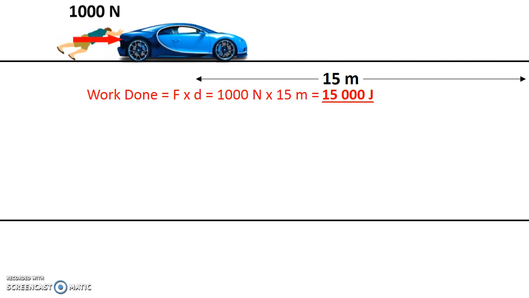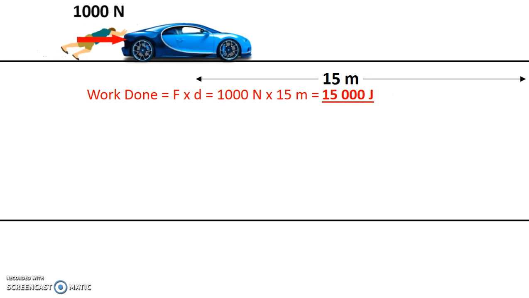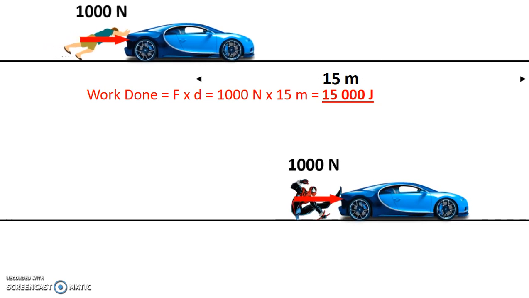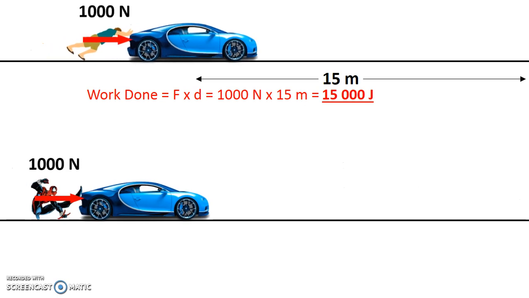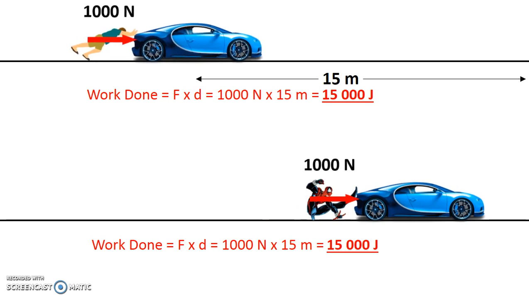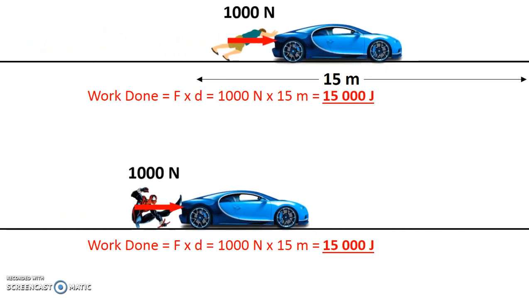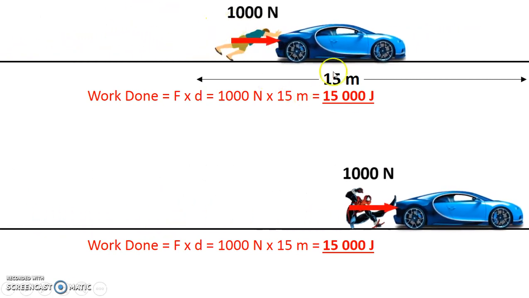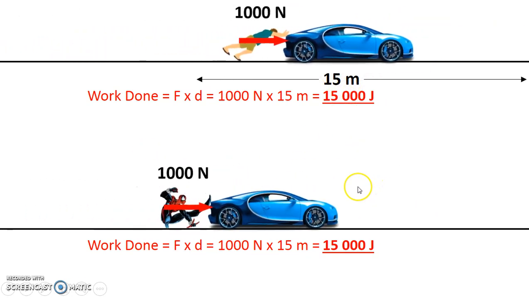What about right now? You seem tired, and somebody else, your friendly neighborhood Spidey, is coming into the picture, and what does he do? He pushes it with the same amount of force, 1,000 newtons. What's the work done? The same: force times distance, which is also 15,000 joules. But do you notice something different between the two of them? Both are pushing with the same amount of force, but Spider-Man is pushing much faster.